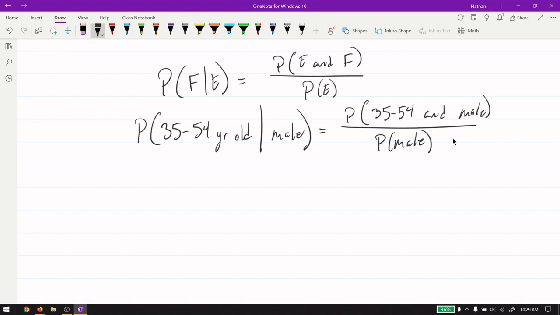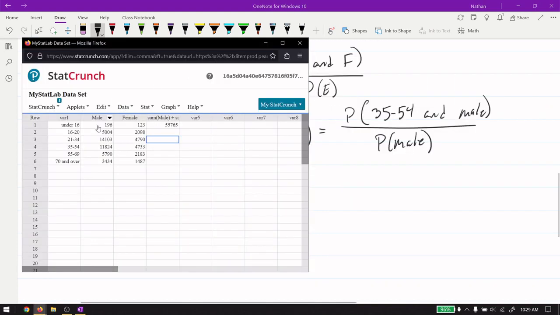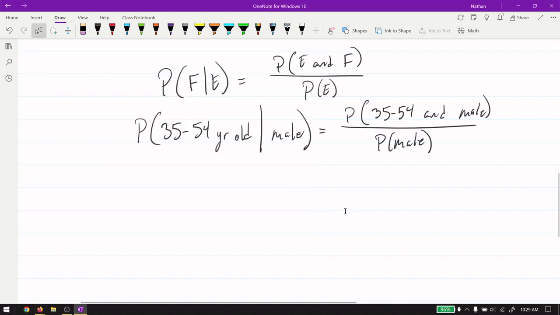And the first one, the probability of 35 to 54 and male, is going to be this exact location where we have the probability of male and this one. So it's going to be this exact number here, 11,824. And that is going to be divided by the total possibilities, right? In other words, this sum up here, 55,765. That's the probability that goes in this first spot: 11,824 over 55,765. So that's the top probability.